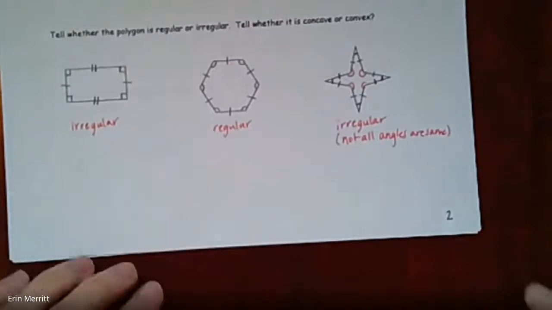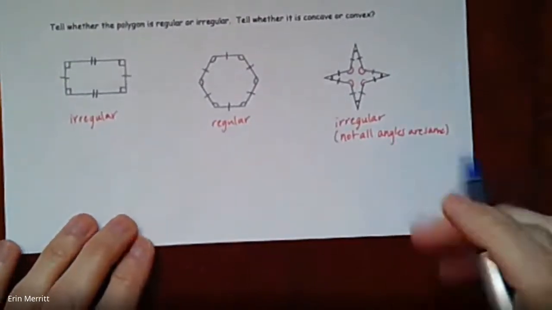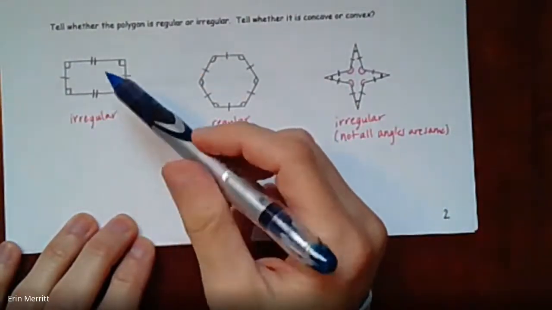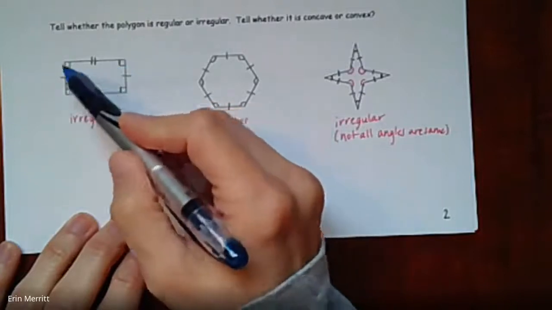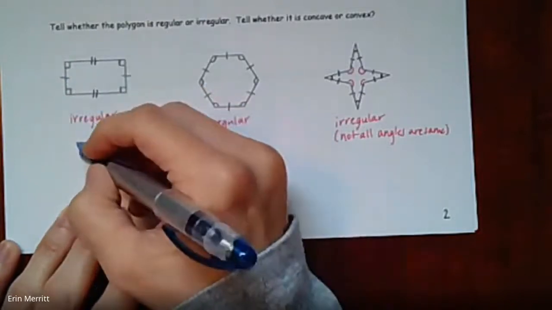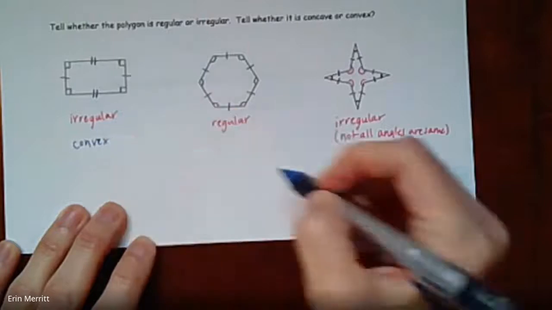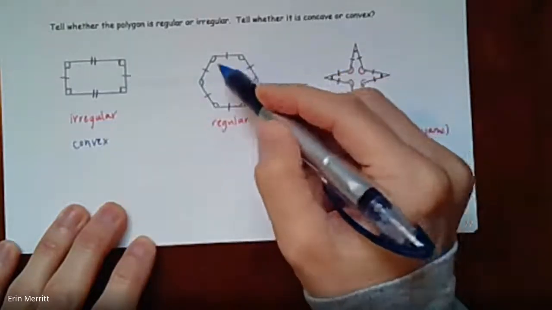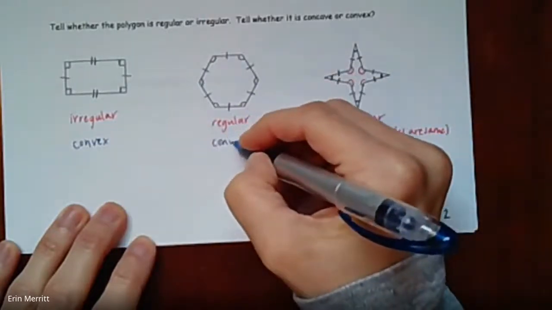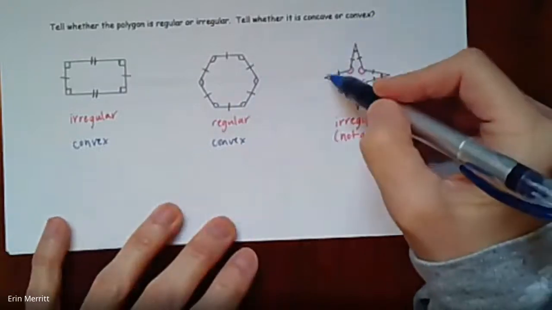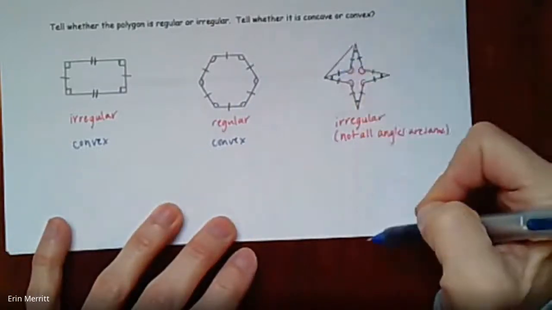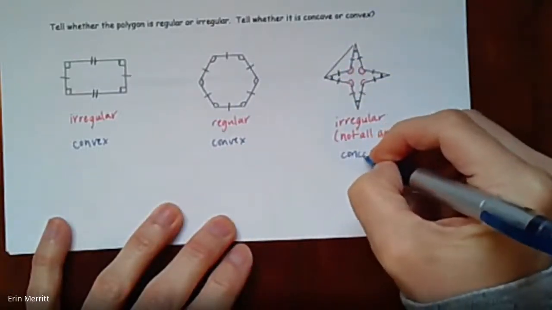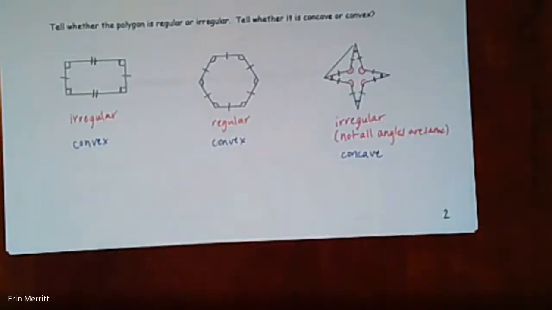And then as for the concave versus convex, if you were to draw a diagonal, does it fall on the inside? Absolutely. So this one would be convex. Draw on any diagonal, it would all be on the inside, so convex. If I draw a diagonal here, here's one that would fall on the outside. This would be considered concave. So sometimes it helps to see a couple examples to be able to compare the differences there.